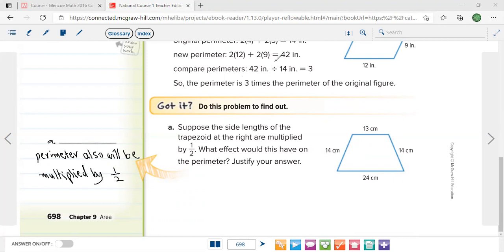And now let's check, is it working or not? So we need to know what is half multiplied by 13. This will give you 6.5. What is half multiplied by 14? This will give 7. What is half multiplied by the other 14? Also 7. What is half multiplied by 24? This is 12.